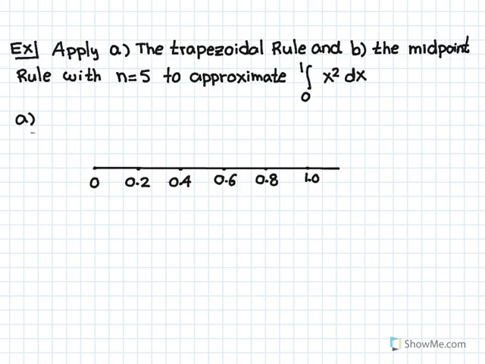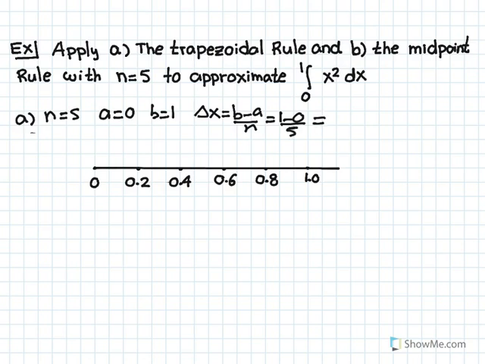All right. So we're going to look at some examples. Here we have applied a trapezoidal rule and a midpoint rule with n equals 5 to approximate the integral from 0 to 1 of x squared dx. So what we're given is n equals 5. The lower limit is a equals 0. The upper limit, b equals 1. Delta x is b minus a over n. That's 1 minus 0 over 5, because n is 5 partitions. That's equal to 0.2. That's our delta x. So we draw a line here, and that's all we need.